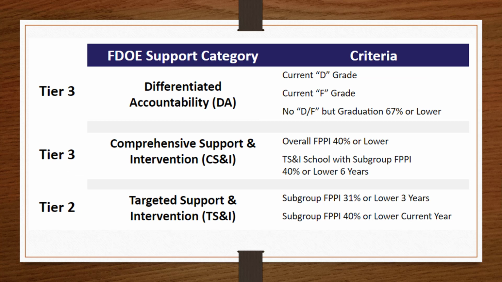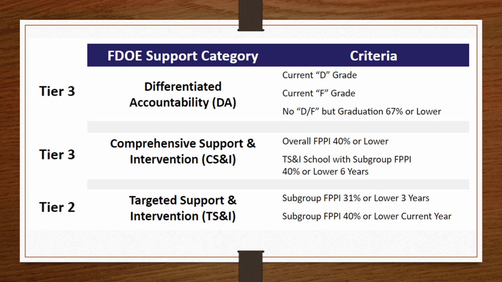Starting FY19 and moving forward, schools will be identified annually for TSI if the school has a consistently underperforming subgroup, defined as performing at or below 31% on the Federal Percent Points Index for 3 consecutive years, or if the school has a subgroup performing at or below 40% on the Federal Percent Points Index during the current year.